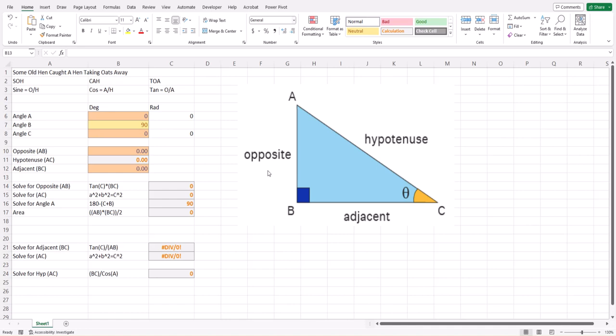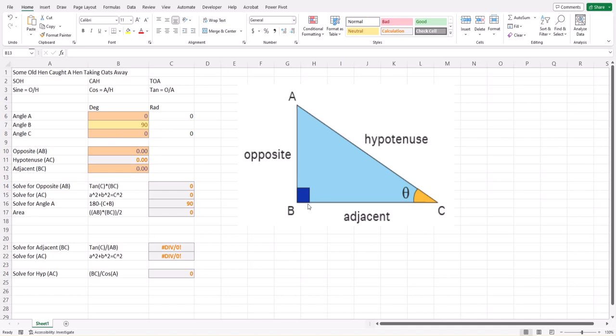All right, so in this video, we're going to do a little bit more complicated math and formulas to create a right triangle calculator. If you remember from school, if you took trigonometry, then you can remember your sine, cosine, and tangent. I was taught this, "Some old hen caught a hen taking oats away." So sine equals opposite over hypotenuse, cosine equals adjacent over hypotenuse, and tangent equals opposite over adjacent.